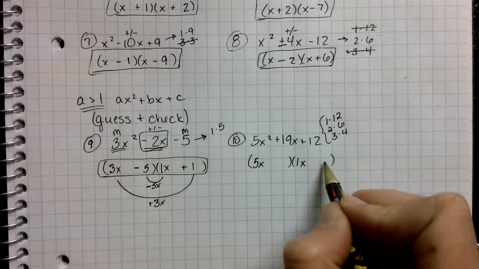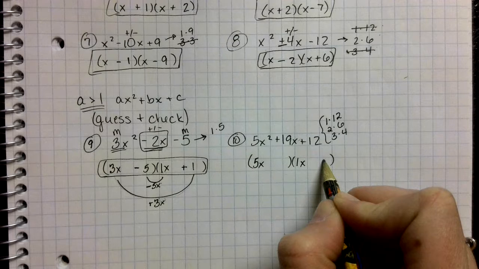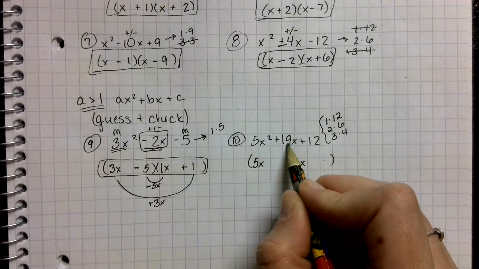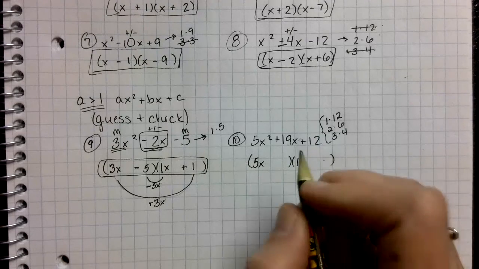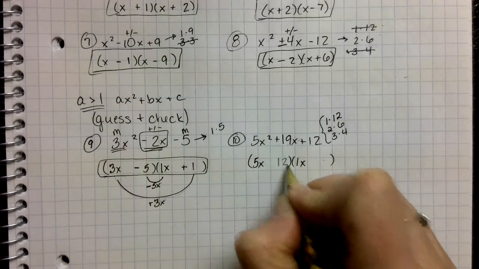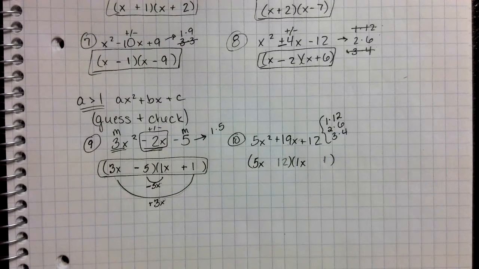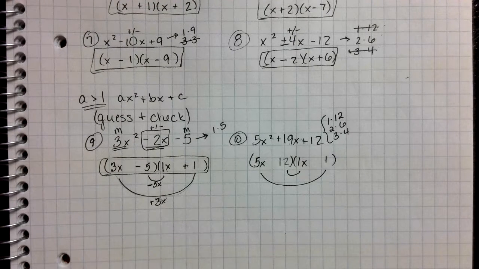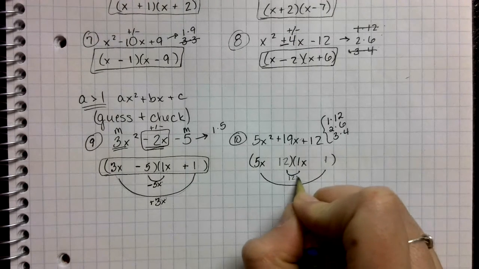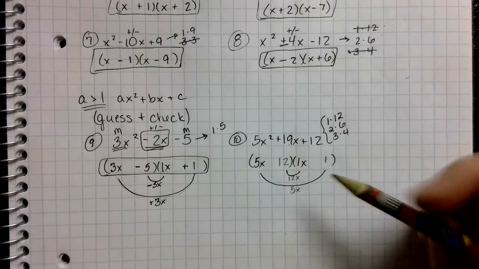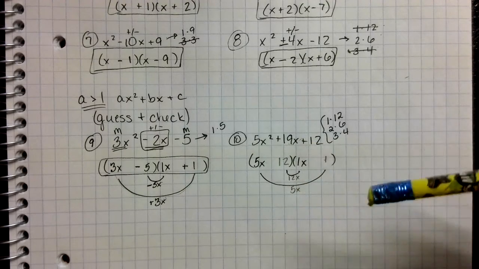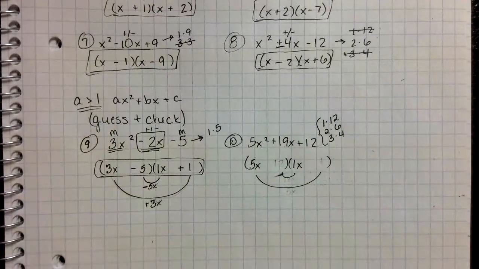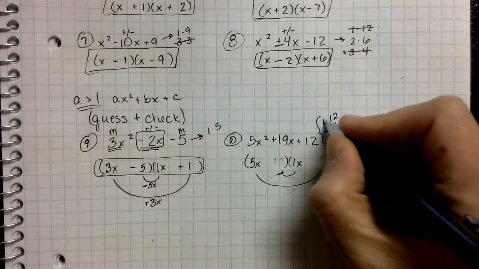Now with 1 and 12, I obviously do not want to put 12 here because 12 times 5 is 60. That is so far from 19. So I'm not even going to guess that way, but I'll try this one if I put 12 and 1. So now as I look at my inside and outside products, I get 12x and 5x. Well, that's pretty close, but it's only 17. So that means that one's not going to work. So 12 and 1's out.